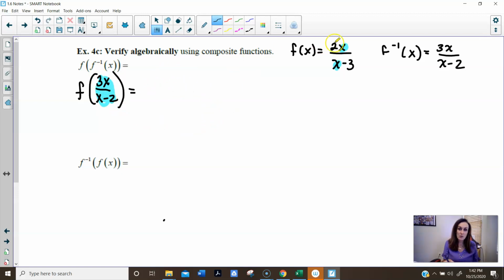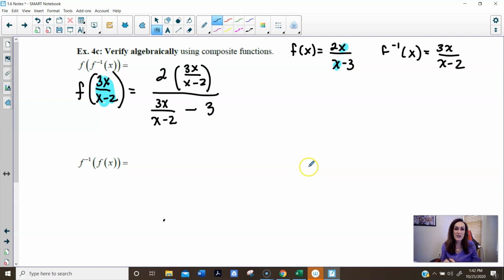So this is going to equal 2, and then we're going to put in 3x over x subtract 2, over, and then here's an x, so we're going to put in 3x over x subtract 2. And then we still have subtract 3.